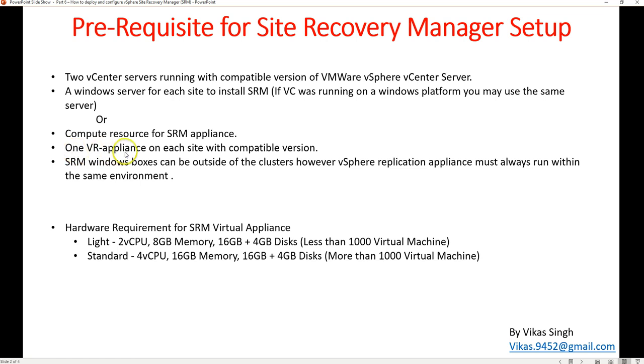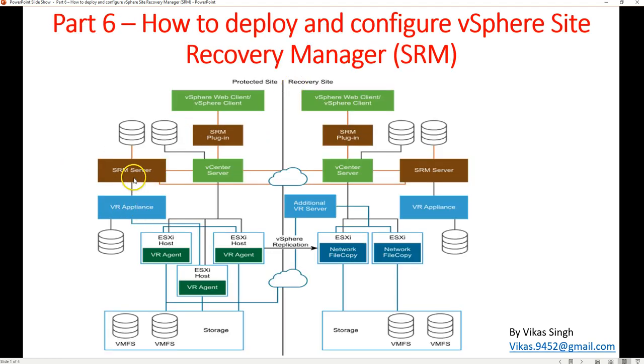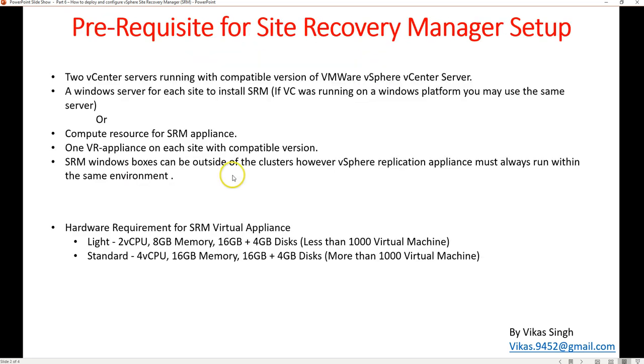Next thing, one VR appliance on each site with a compatible version. As I discussed, we require both the VR appliance, SRM, and vCenter server. So you require one VR appliance, which we have already deployed in the last few videos. One more important thing: the SRM Windows server box can be outside of the cluster, but you have to make sure the vSphere replication appliance is always within the same environment, within the same cluster. Here we are talking about the vCenter server cluster.